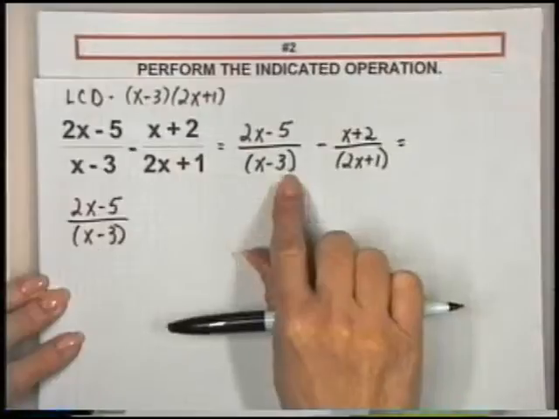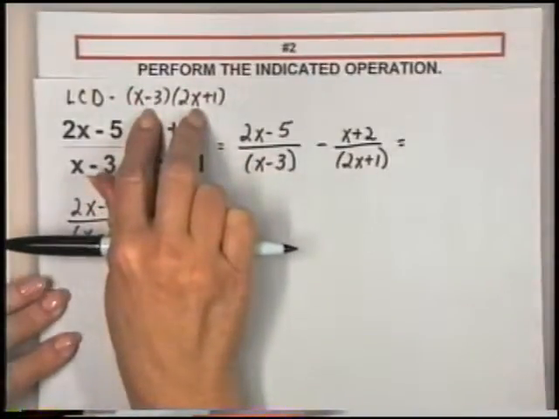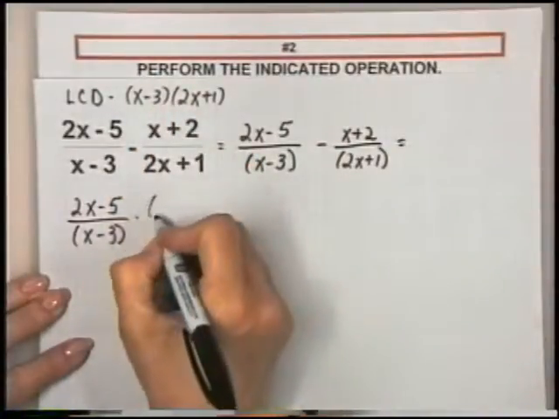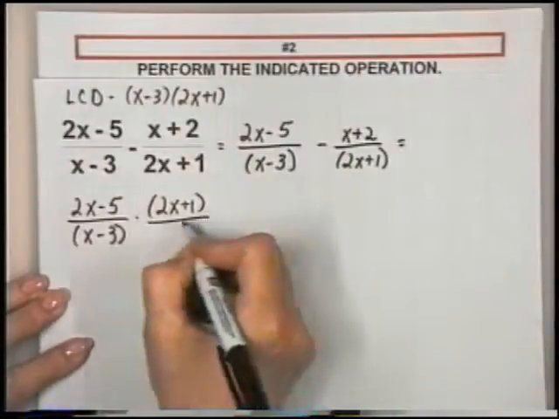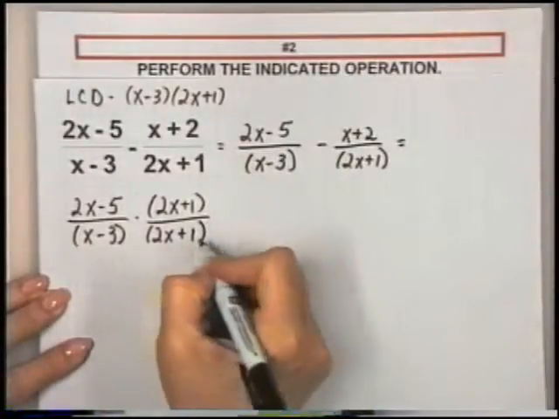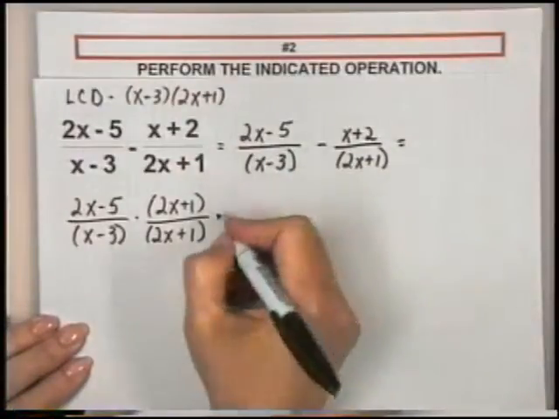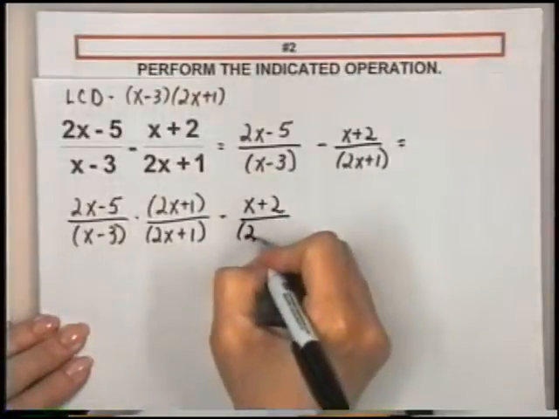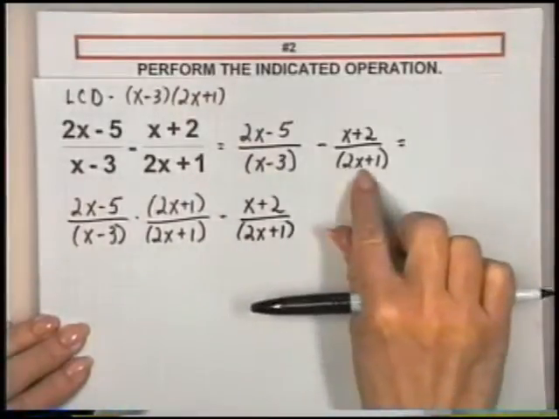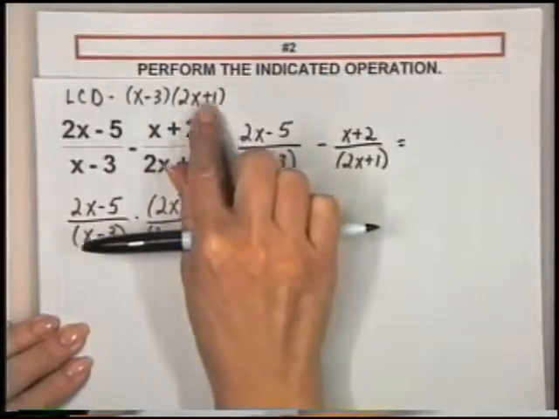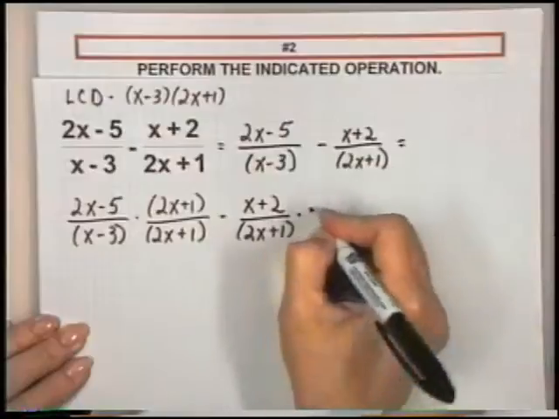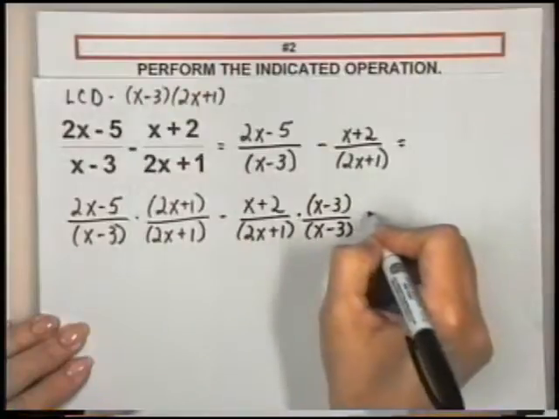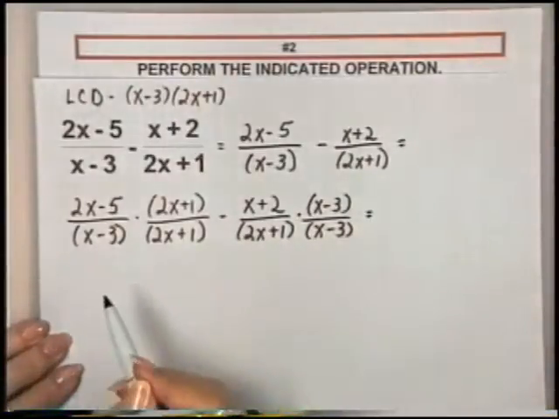What do we need to multiply x minus 3 by so that the denominator is equal to the LCD? We have the x minus 3. The needed factor is the 2x plus 1. So we will multiply both the numerator and the denominator by 2x plus 1. On the second fraction, we have x plus 2 over 2x plus 1. We have the factor 2x plus 1. The needed factor is x minus 3. So we will multiply both the numerator and the denominator by x minus 3.